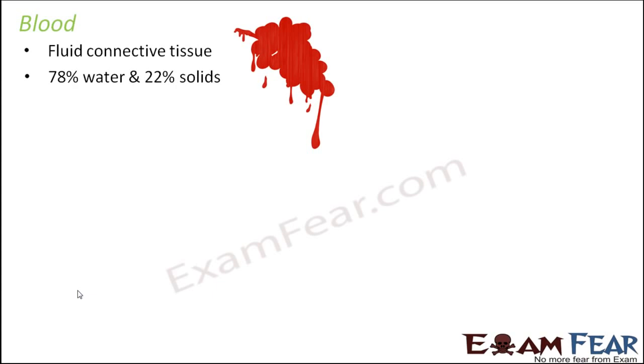So we will start with blood. What is blood? It is a fluid connective tissue. I don't really need to introduce blood. You all know what is blood. The red colored fluid which starts coming out of our body whenever we are injured, right? It basically has 78% water and 22% solids. Because of this high content of water, it is fluid in nature.